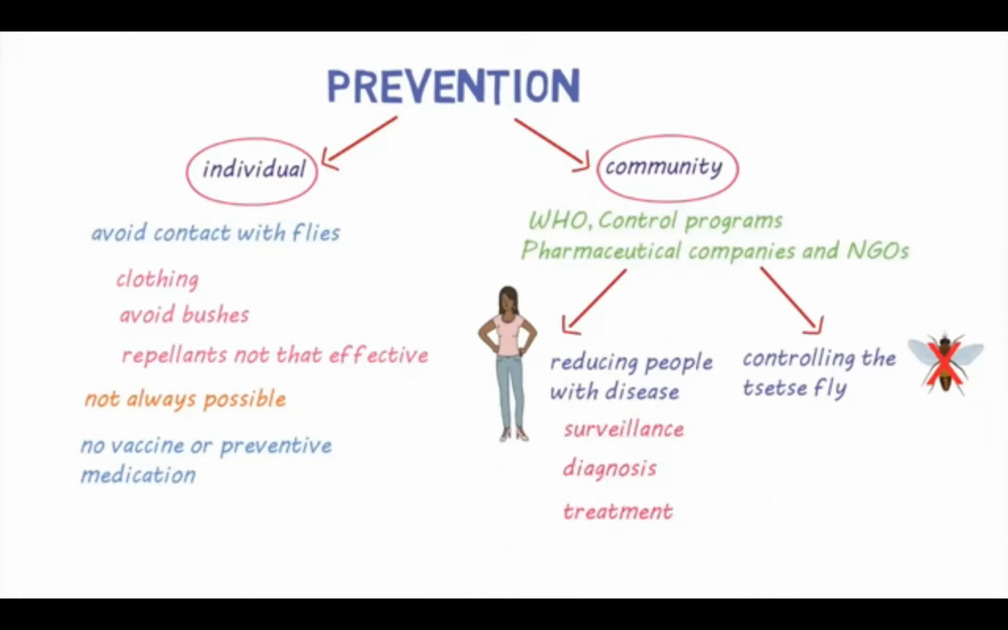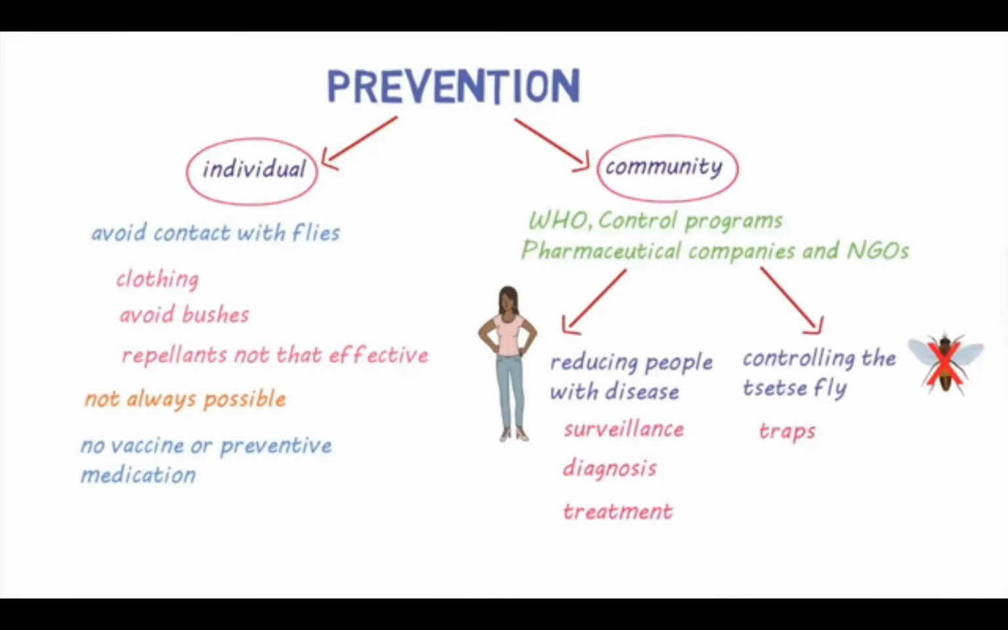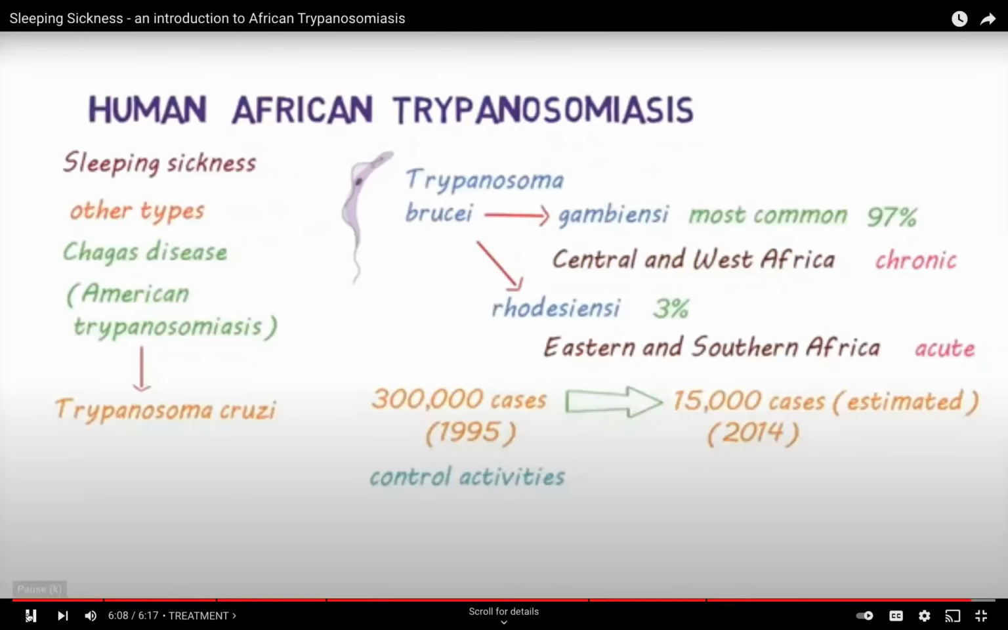Controlling tsetse flies is usually done by insecticide-impregnated traps and application of insecticides to the resting sites of flies. Controlling the disease in animal reservoirs is generally hard to do. And that's a quick look at sleeping sickness, a neglected tropical disease that can have a significant impact on the health of individuals and entire communities.